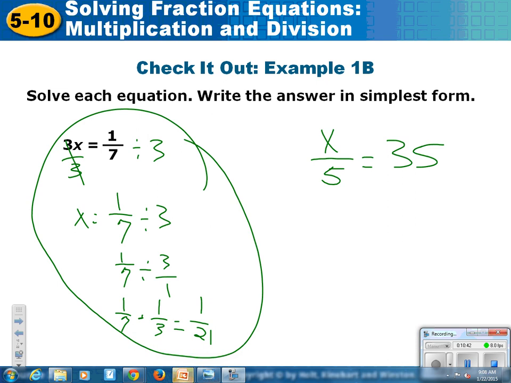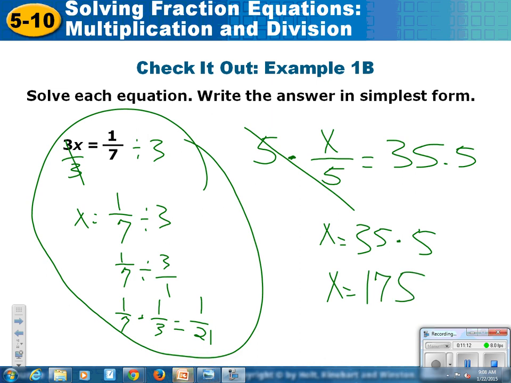What is the opposite of dividing by 5? Multiplying by 5. So we multiply by 5 on this side. We multiply by 5 on this side. That goes away. We're left with x equals 35 times 5, which is big. It's something like, let's see, that's 150 plus 25 is 175. X equals 175. Okay?